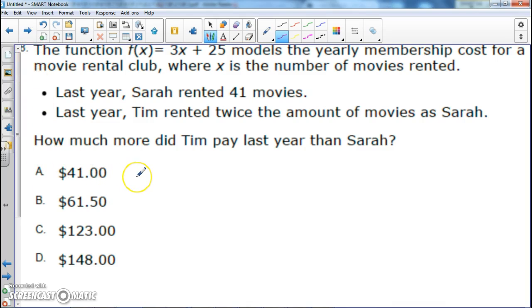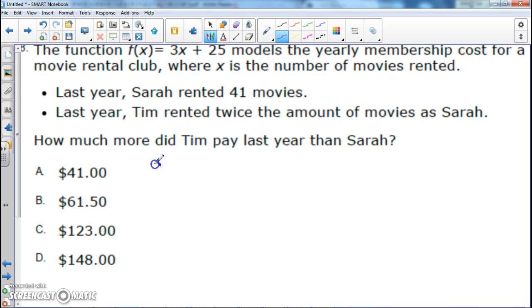The function f of x equals 3x plus 25 models the yearly membership cost for a movie rental club, where x is the number of movies rented. Last year, Sarah rented 41 movies, and Tim rented twice the amount of movies as Sarah. How much more did Tim pay last year than Sarah? So we have to evaluate this function for Tim and for Sarah, and then subtract the difference in the amount they paid to find our answer.